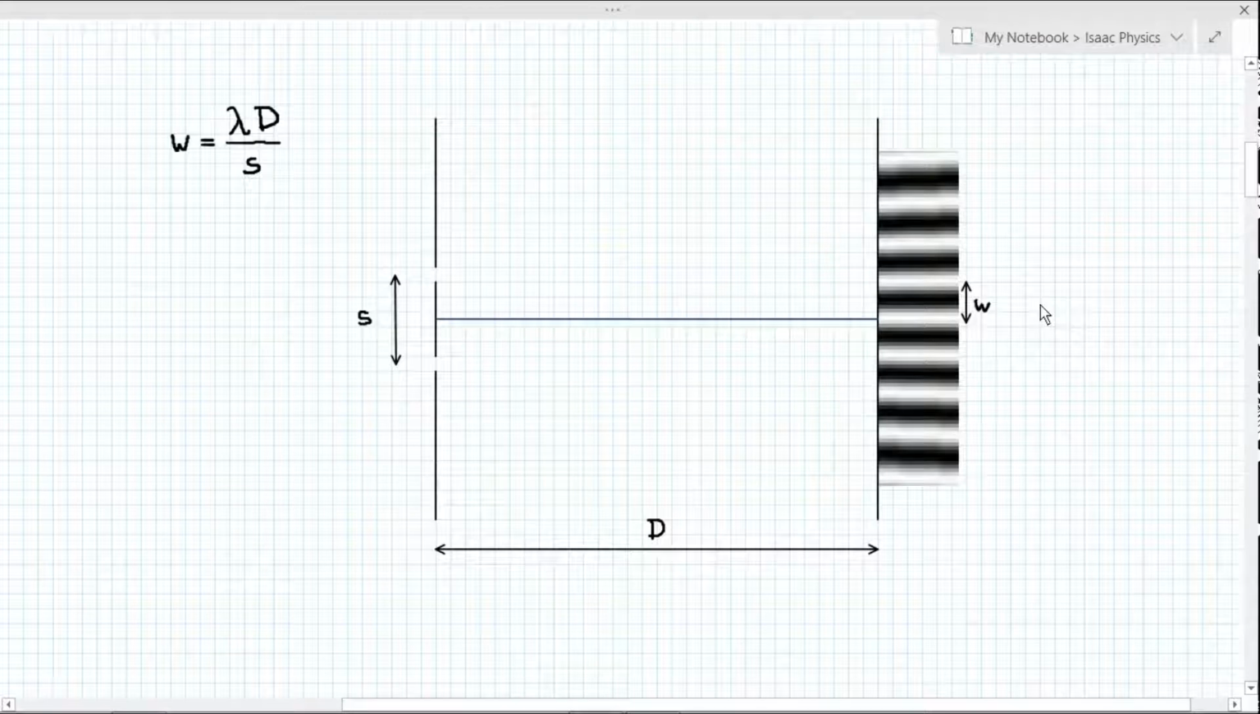When we do this practically, it is very difficult to measure the distance between two fringes, so we would measure the distance between many fringes and divide by the number of spacings that we have measured. And D is indicated as the distance between the slits and the screen.